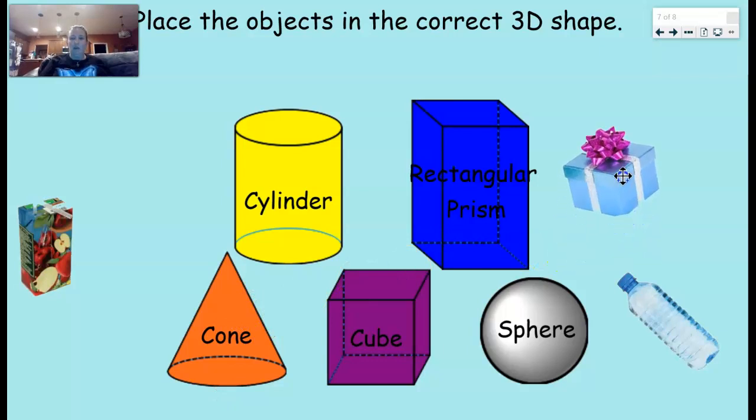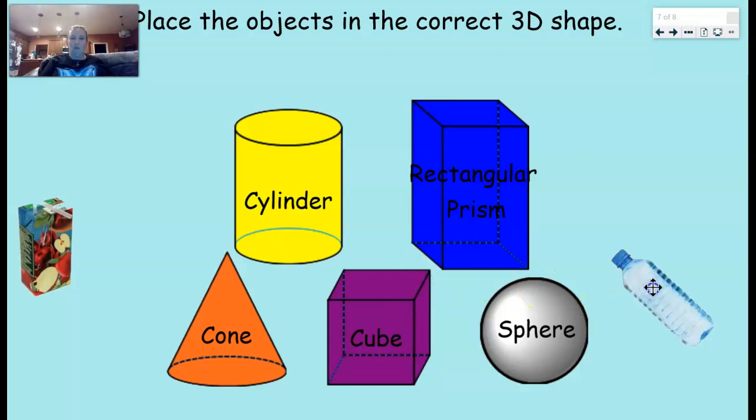What about the box for a present? Now, it doesn't have 2 longer sides, so it's not a rectangular prism. Yep, it's a cube. What about the water bottle?